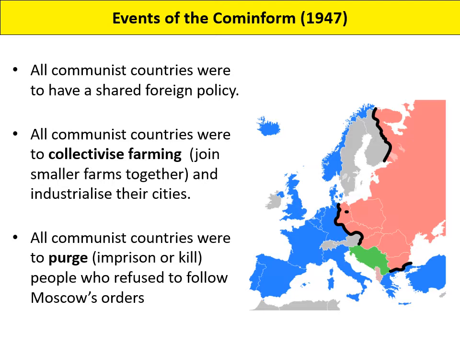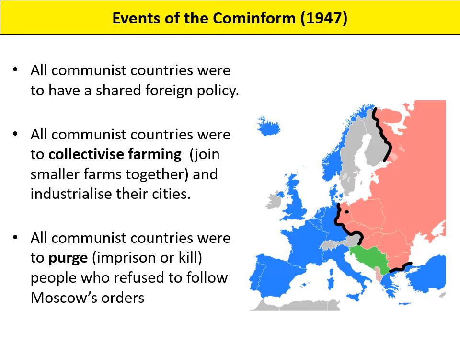They also wanted them to collectivize their farming, in other words, join smaller farms together, and speed up the industrialization of their cities. Both of these would move them towards a more communist state or a more communist economy. And finally, all communist countries were to somehow purge people who refused to follow Moscow's orders. That does not necessarily just mean capitalists and democrats. It could also be communists who didn't approve of the Soviet Union controlling other countries.